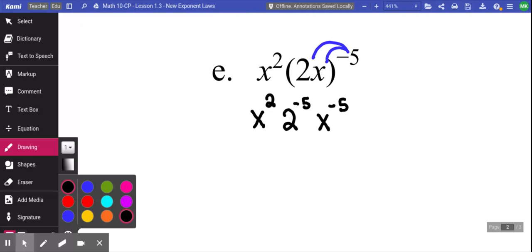Then I recognize I have two x values. That's one power with an x as a base. That's another power with x as the base. If I'm multiplying, what can I do with their exponents? I can add them, right? So I can add those exponents because I'm multiplying bases here. So 2 plus negative 5 would be x to the power of negative 3. The 2 to the negative 5 has not changed.